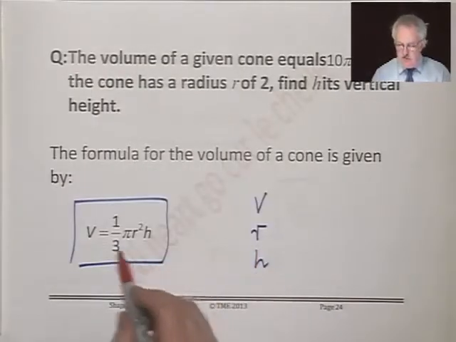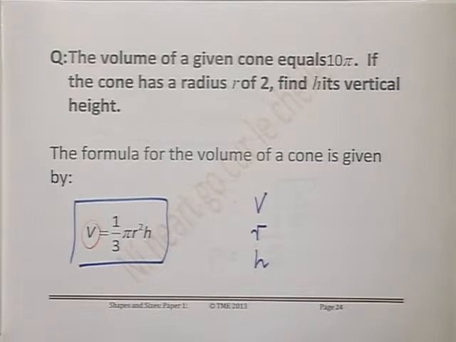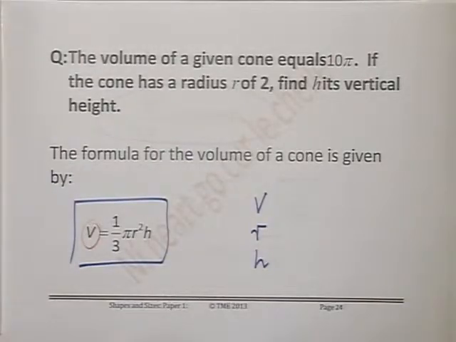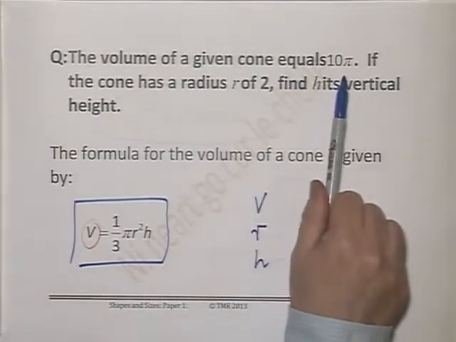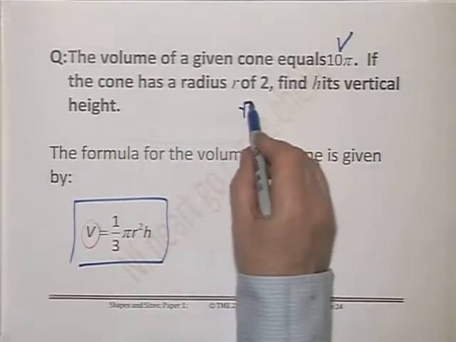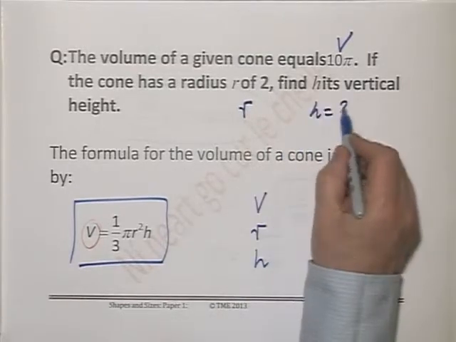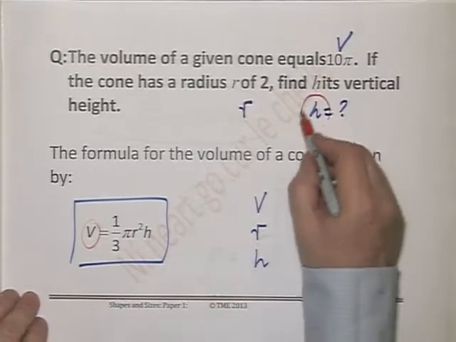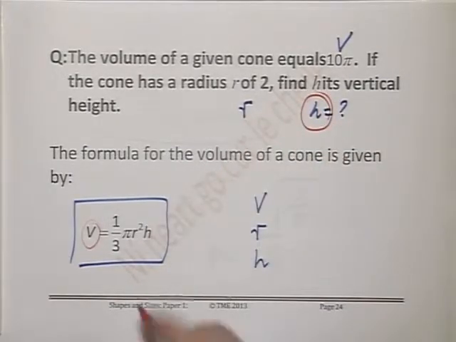So the v part is known. So it must be either the r or the h that we're going after. I think the question said the volume of a given cone equals 10 pi, that's v. If the cone has a radius r, that's r. Find h. Oh, h is unknown. H is the thing I don't know, so h is my focus of attention. H is the variable I'd like on the left-hand side, to just write down the answer.